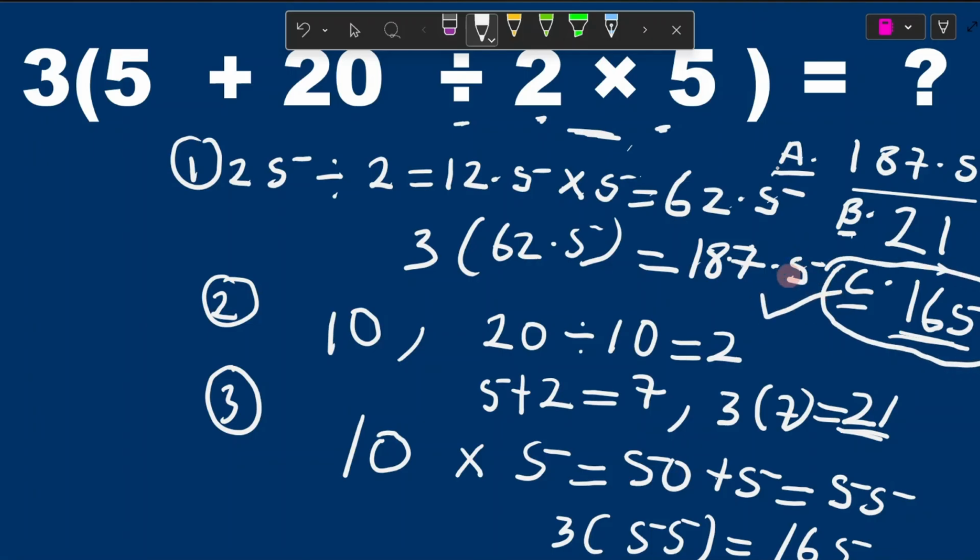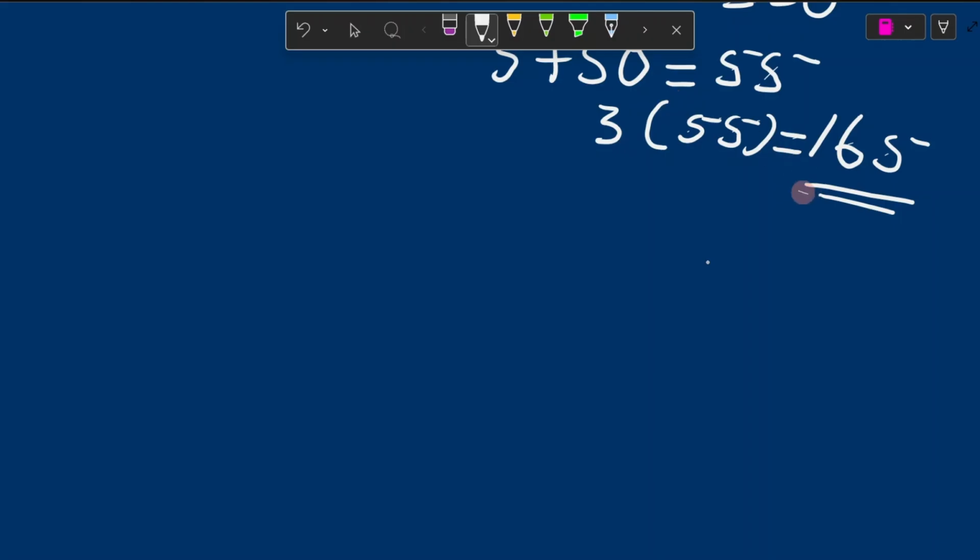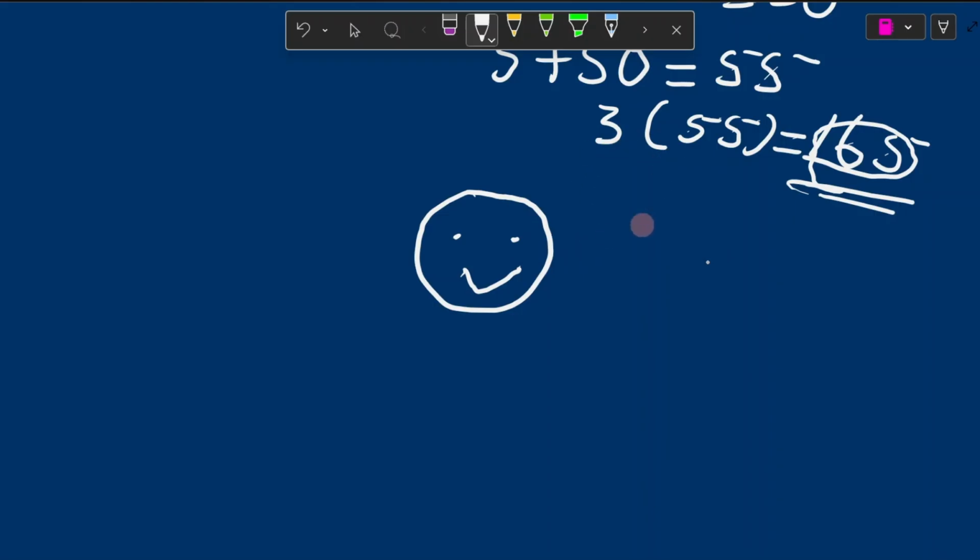So if you get 165 as your own answer, I will give you a smile emoji. You did very good. If you did not get 165 as your final answer, I will also give you a smiling emoji because you followed us to this extent.